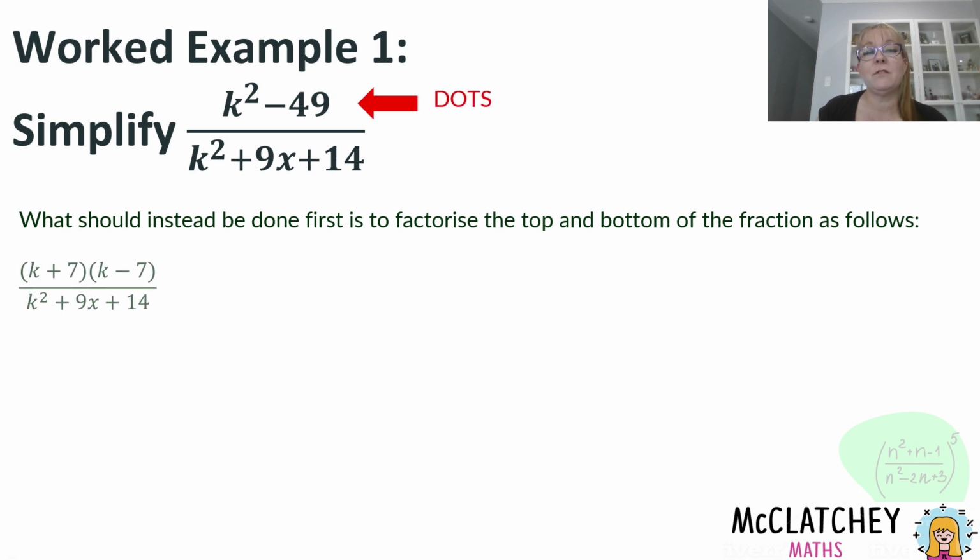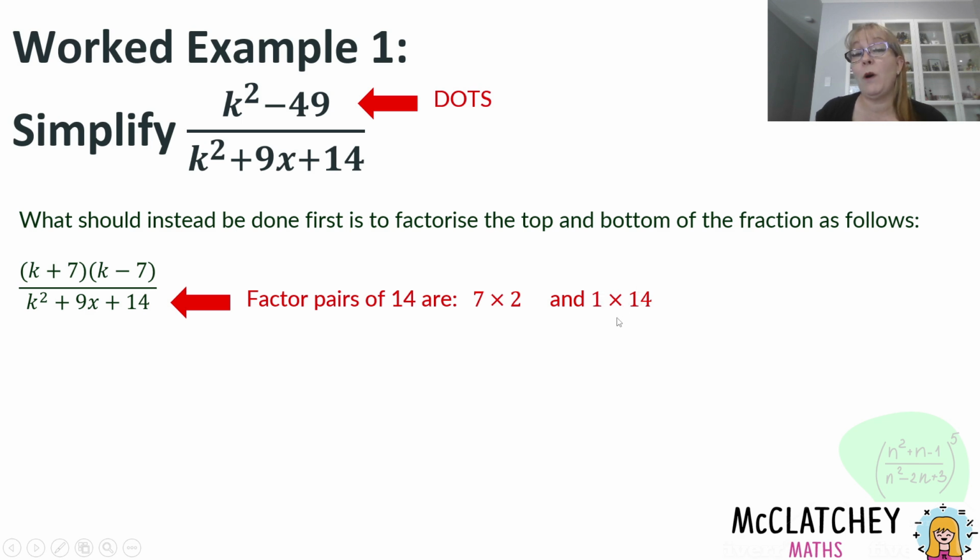So this will factorize out to k plus 7, k minus 7. Our next step now is to use what we learned in video 1 to factorize this monic quadratic. So I'm looking for factor pairs of 14 that add together to make 9. Well, I know that 7 times 2 makes 14 and 7 plus 2 makes 9. Also, I've got another factor pair of 1 and 14, and they will add together to be 15. So really, this is the one we want to go with. So that means the bottom will be k plus 2 multiplied by k plus 7.